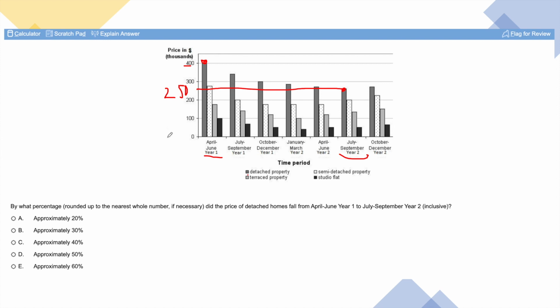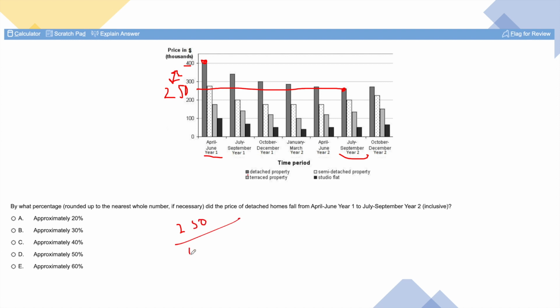So what percentage did it fall from here? So it fell, what's the difference between these two? 150. What's the difference between these two? 150. So, what can we do here? So, it fell to 250. So what do we do here? 250 is what percentage of 400?